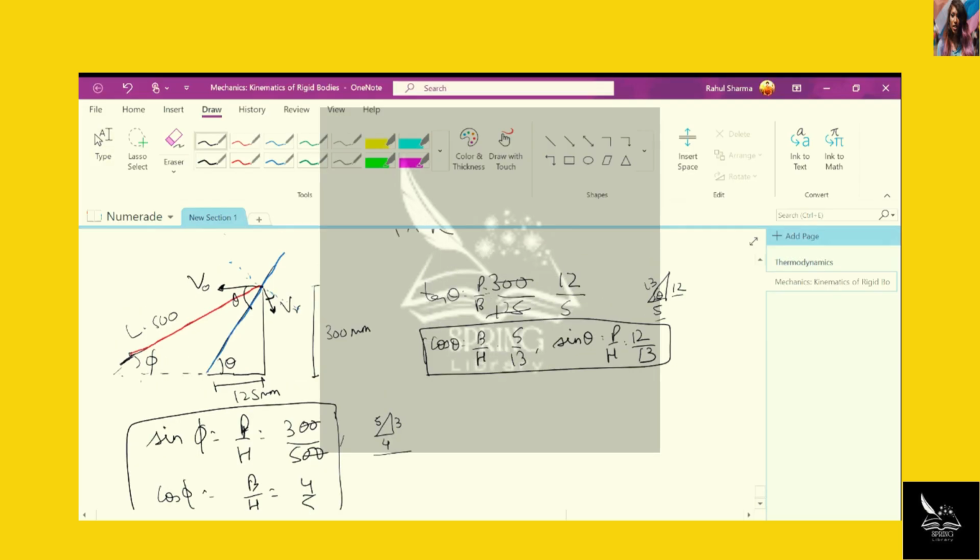Okay, so if this angle is phi, this angle is theta, and if this is 90 degrees, then first of all, this angle is going to be theta minus phi, because the exterior angle of a triangle equals the sum of interior angles.